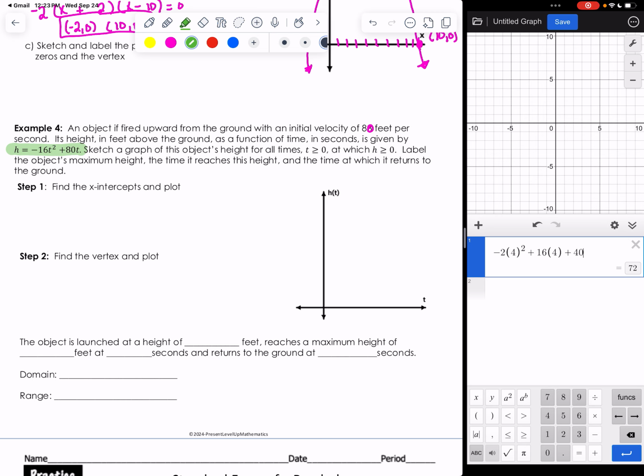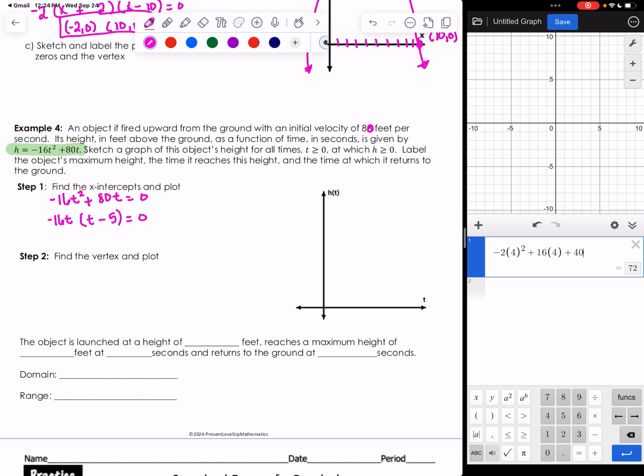So to find the x-intercepts, you take your function and make it equal to 0. So -16t squared plus 80t is equal to 0. Now, to solve this by factoring, I'm going to have to take out the greatest common factor, which is -16t. So -16t squared divided by -16t would leave me t. 80t divided by -16t would leave me -5.